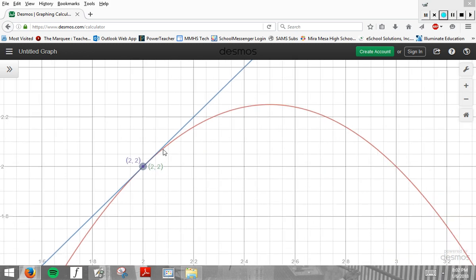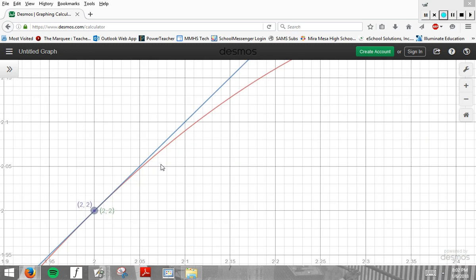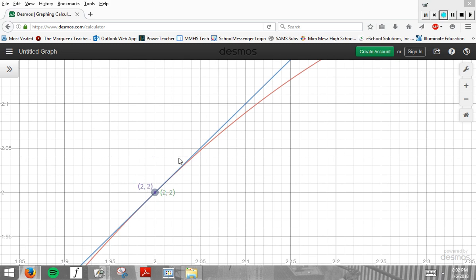But when we zoom in really close, the function is really linear. So if I'm close enough to the point of tangency, this line is a good enough approximation. The y value of the line is a good enough approximation for the y value of the curve.